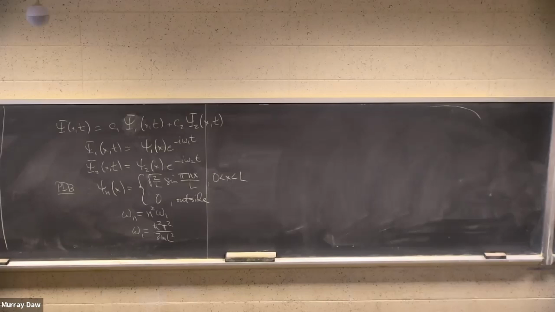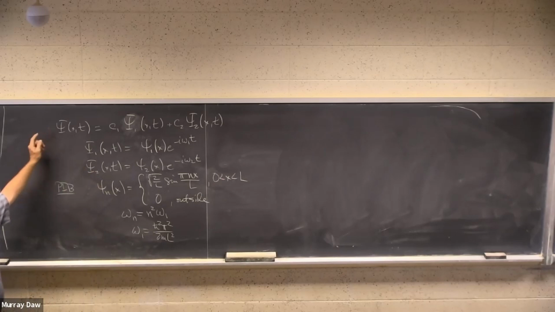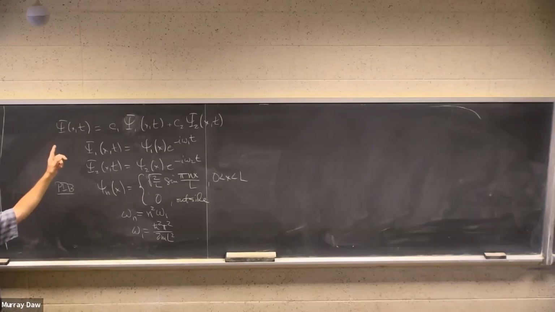This is a stationary state. No, why not? Superpositions are never stationary states. They can be. Really? Yeah. What would be a condition where this would turn out to be stationary? So what do we mean by stationary? The time dependence of the probability, not of the wave function, but of the probability.